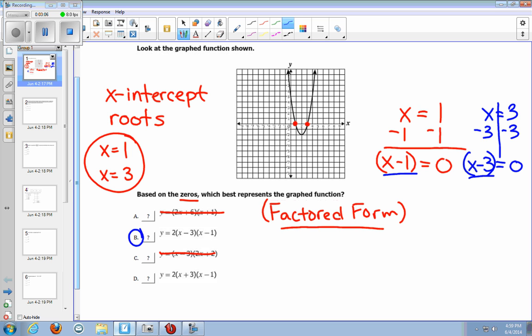But you'll notice it has this 2 out here in front. When you factor in factored form, you can always take out a GCF if possible. That GCF is a direct relationship to the vertex or the bottom or top of your graph, something you guys will talk a little bit more about in Algebra 2.